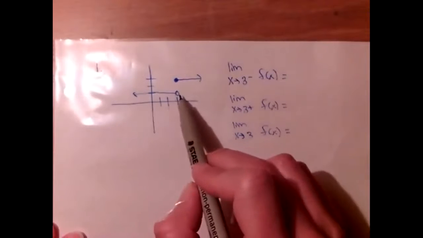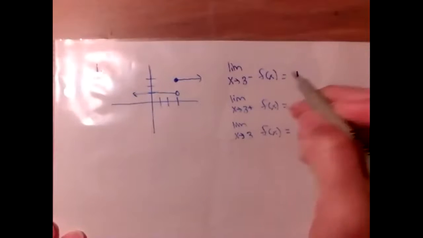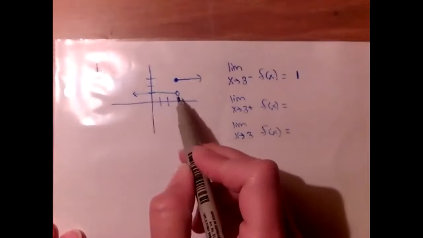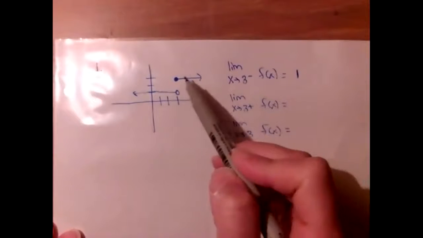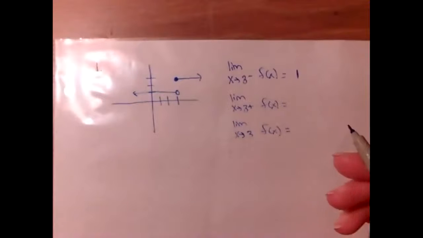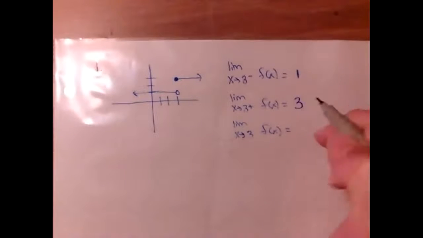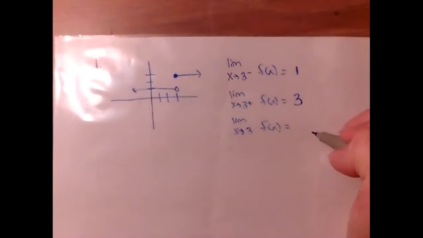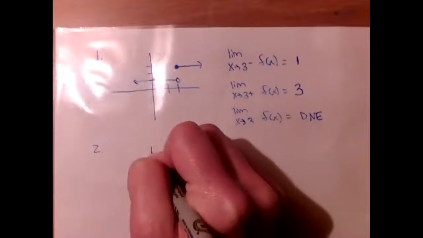Cool. Thank you for participating. All right, 1. I realize there's a hole there, but it doesn't matter. Are we getting more used to that? It doesn't matter that there's a hole, just where you're headed. And then 3 from the right. So what am I going to put for that one? Sweet. All right, good. That is 3. And so if this is 1 and this is 3, the overall limit would be what? Cool. Does not exist. Sweet. All right, so that was the first one.